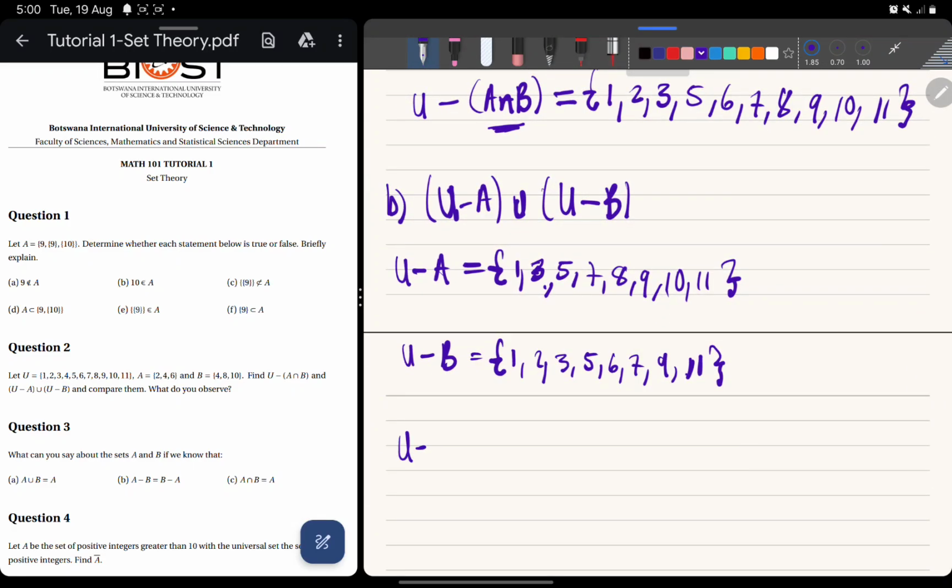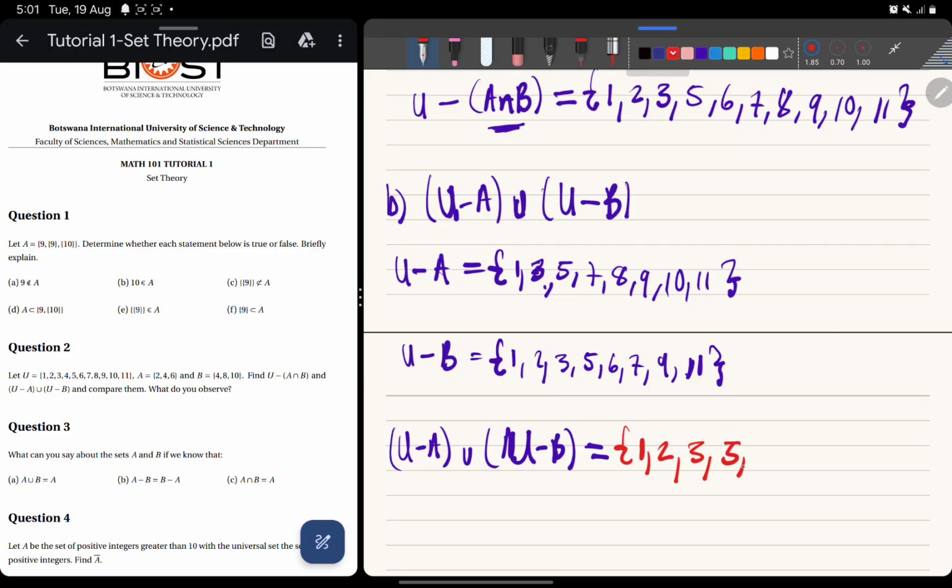Now we're going to say universal minus A uniting with universal minus B. What does it give us? Unite means bring together anything which is in either of them. So I'm going to look. 1, is it in either? Yes, so I bring it. 2, is it in any one of them? Yes, 2 is in the bottom one, so I bring it. 3, is it in any one of them? Yes, it's in both, so I bring it. 4, is it in any one of them? No, so I leave it.